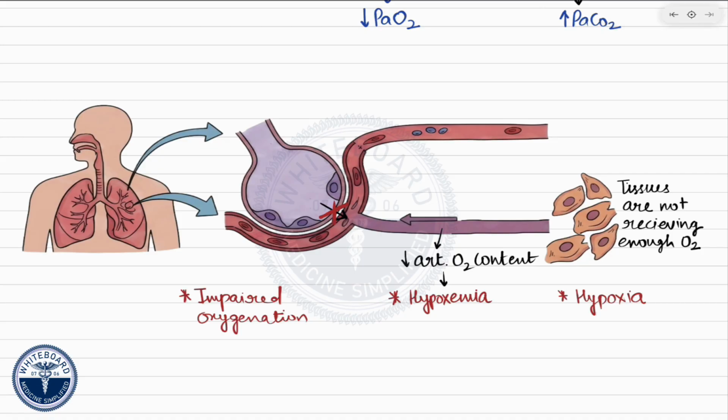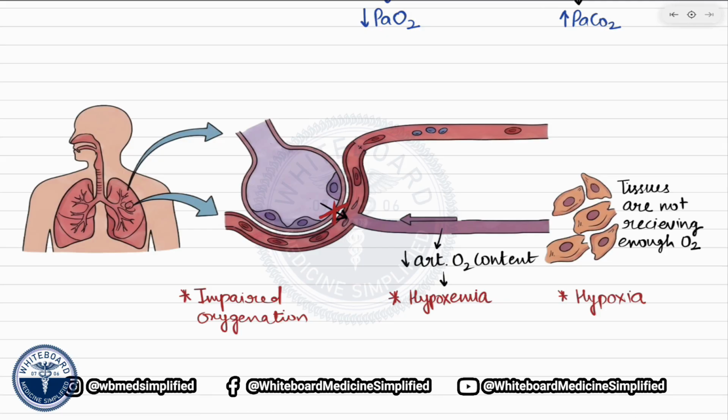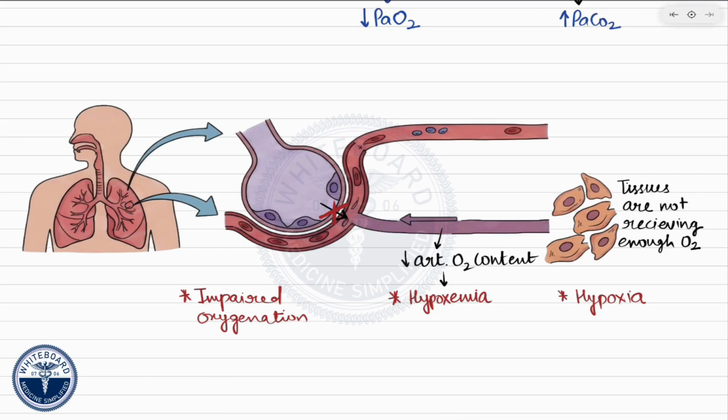So, these three concepts are connected in a sequence. Impaired oxygenation means that the lungs are not transferring enough oxygen from the alveoli into the blood. This can reduce the oxygen content of arterial blood, resulting in hypoxemia. If the reduction in oxygen in the blood is severe enough, or if oxygen delivery to the tissues is inadequate for another reason, the tissues may not receive enough oxygen to meet their metabolic needs, resulting in hypoxia. So, in a simple way, we can think of it as impaired oxygenation can result in hypoxemia and potentially hypoxia.